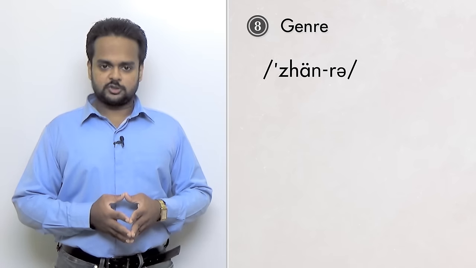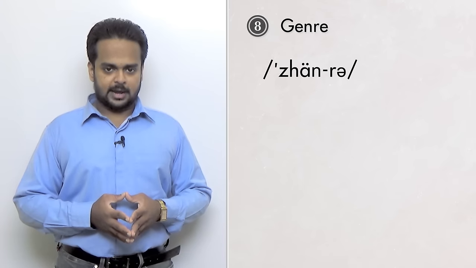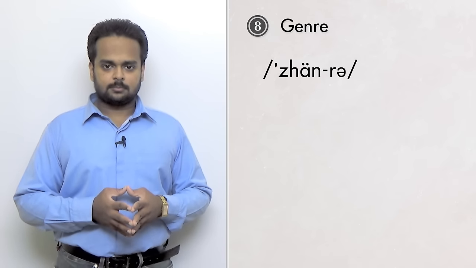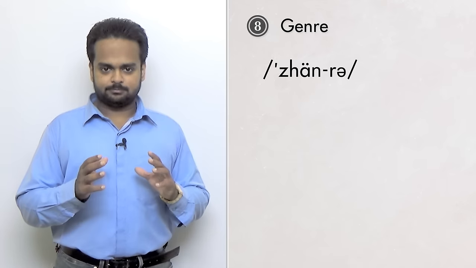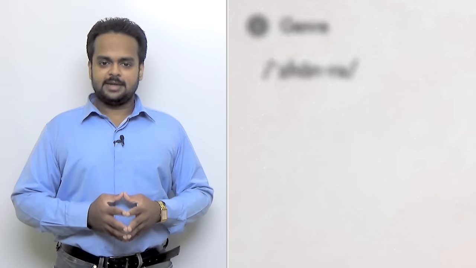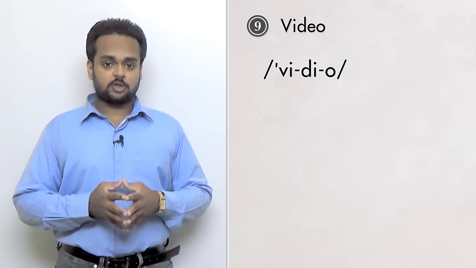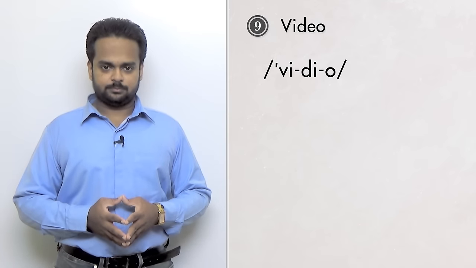Number eight is this word. How would you say it? The correct pronunciation is genre. Pay attention to the first sound. It's like sh, but you have to put your voice into it. Genre, genre. Next up is actually what you're watching right now, video.